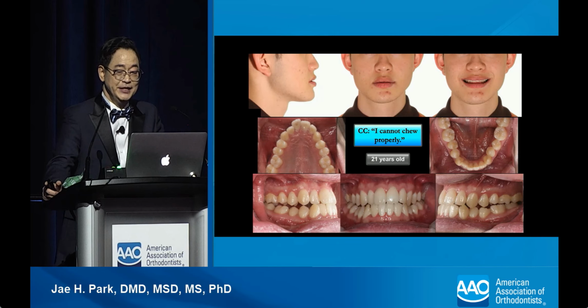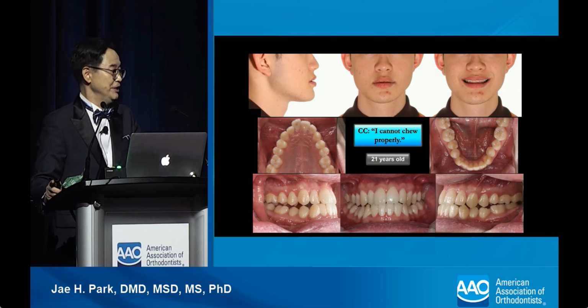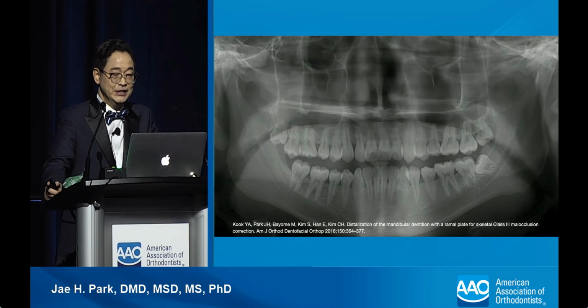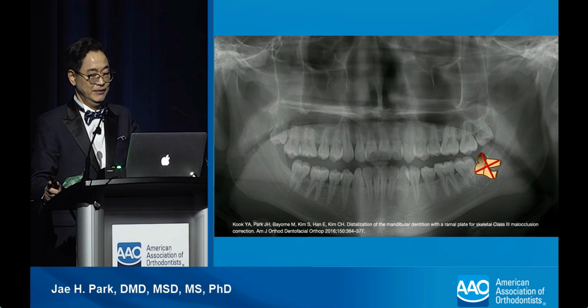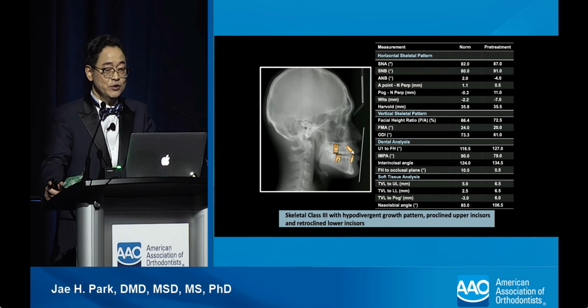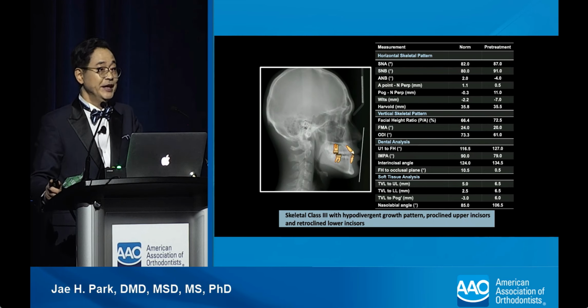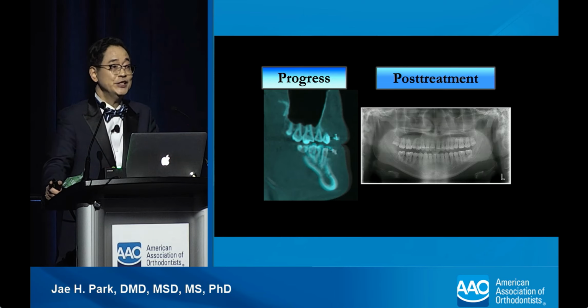Let's review this case. His chief complaint was, I cannot chew properly. He was 21 years old. On his pre-treatment panorex, lower 8 was extracted for mandibular distalization. He shows skeletal Class 3 with a hypodivergent growth pattern and dental compensation. Here is before and after distalization.